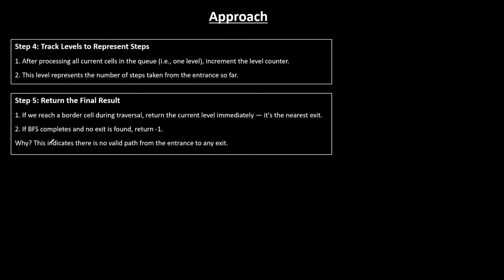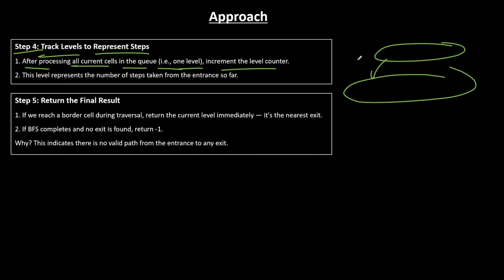Now in step 4, we track the levels to represent the steps. After processing all current cells in the queue, that is level 1, we increment the level counter. So suppose one level is done. Now when we move to level 2, we increment the count in that case. That is a simple thing so far.